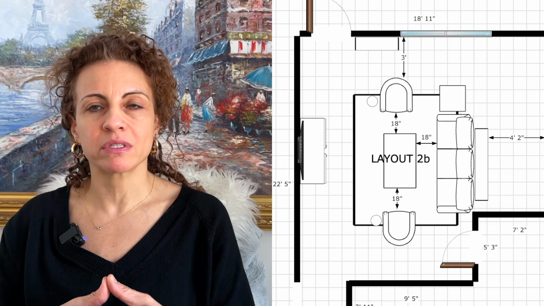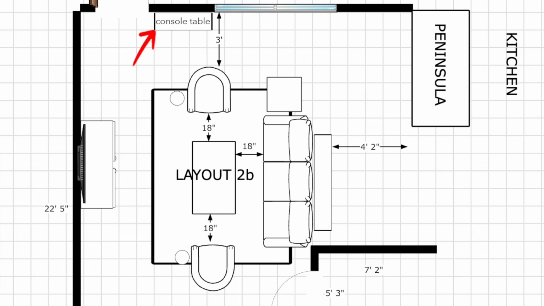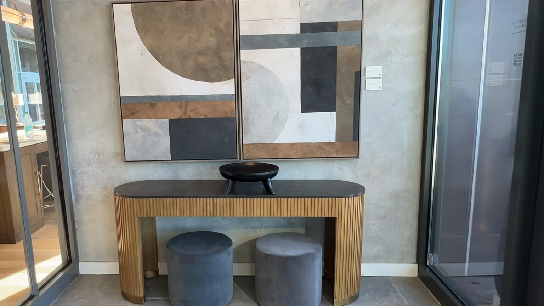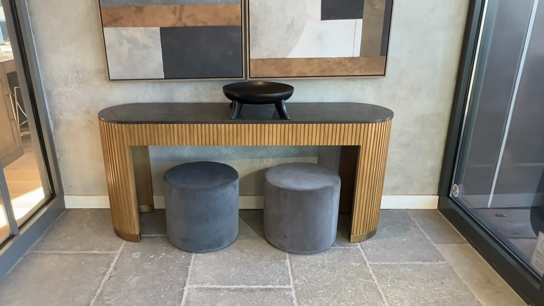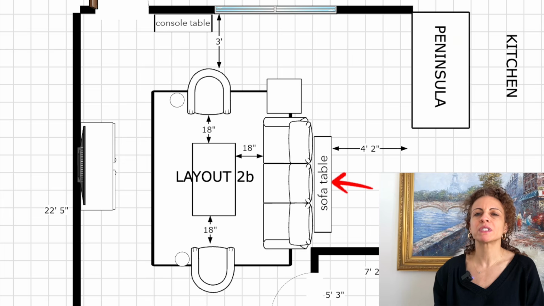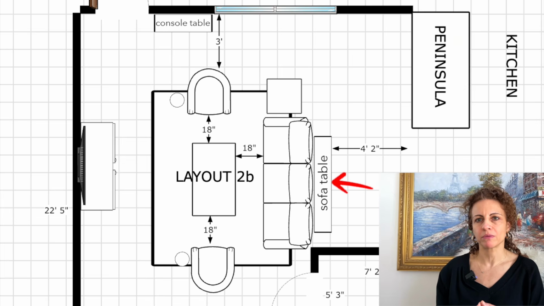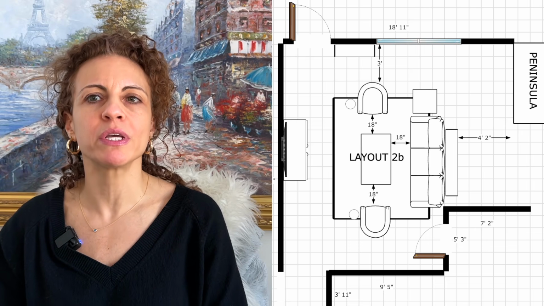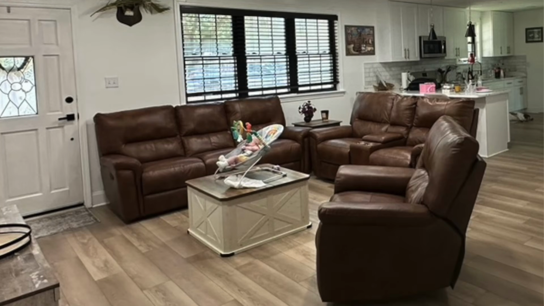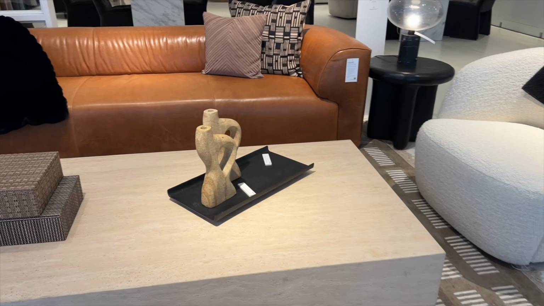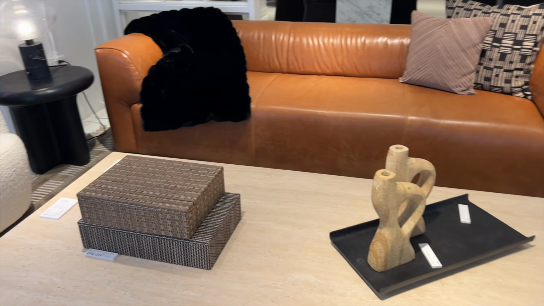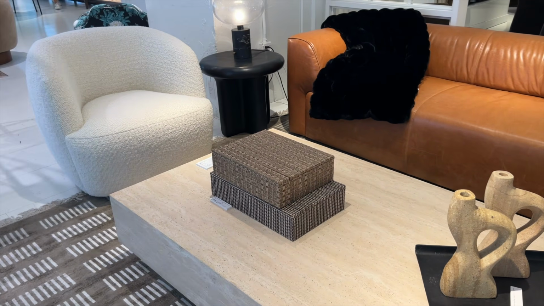This layout allows us to add in a console table when you first enter the room that could be used as a drop zone to put a bowl for keys, to put mail, and you could also style it with a mirror or picture up above. There's also a sofa table in this layout behind the sofa. Option 2B would be the better choice, and for this one, you're only keeping the sofa from the original set. But there's actually a stronger move.